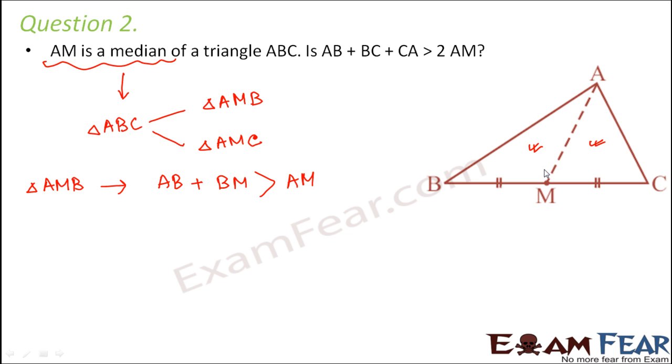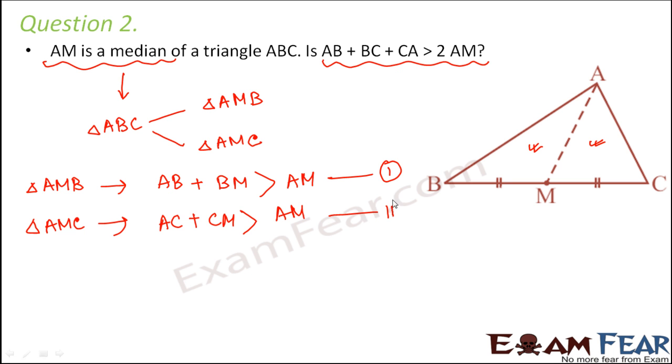AB plus BM is greater than AM. Otherwise, this relation is also true, that AM plus BM is greater than AB. But we are not taking it that way because this is where we want to reach. So we kept AM on the right hand side. In a similar fashion, if we focus on triangle AMC, here also we can say that sum of AC and CM will be greater than AM. So this is equation 1. This is our relation 2.